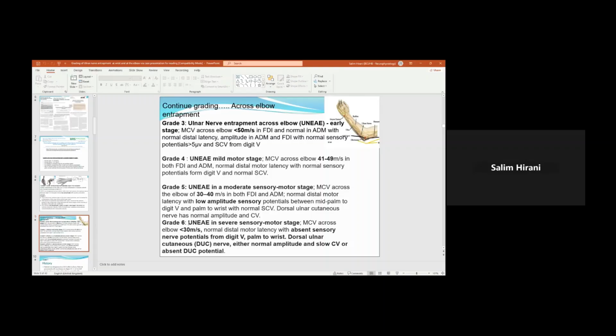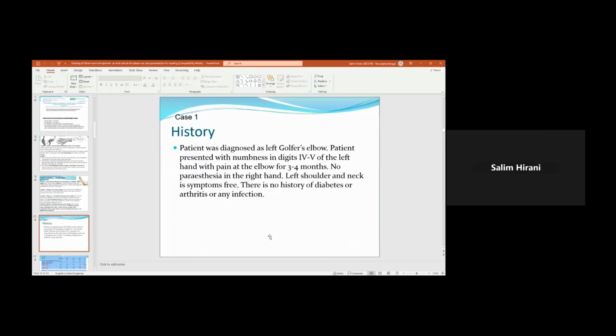In grade 6, which is a severe case where sensory and motor are both involved, the conduction velocity is less than 30 meters per second, and the distal latencies are either absent or of low amplitude in all of these cases, and palm to wrist, across wrist, and dorsal ulnar cutaneous wrist. Now I will go through the history cases, so you can understand better with the values.